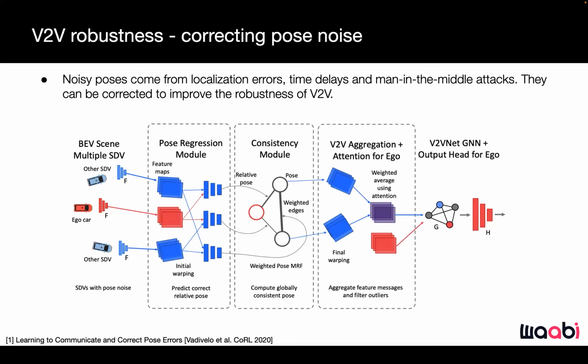So this work proposes a learned type of ICP-based alignment of feature maps to allow for noise in the pose error. Also another issue is not just localization error, but time delay errors. Different vehicles might have issues with their time synchronization or might see different points of view at different points in time. So you need to handle that as well accordingly. And also the possibility of adversarial attacks.